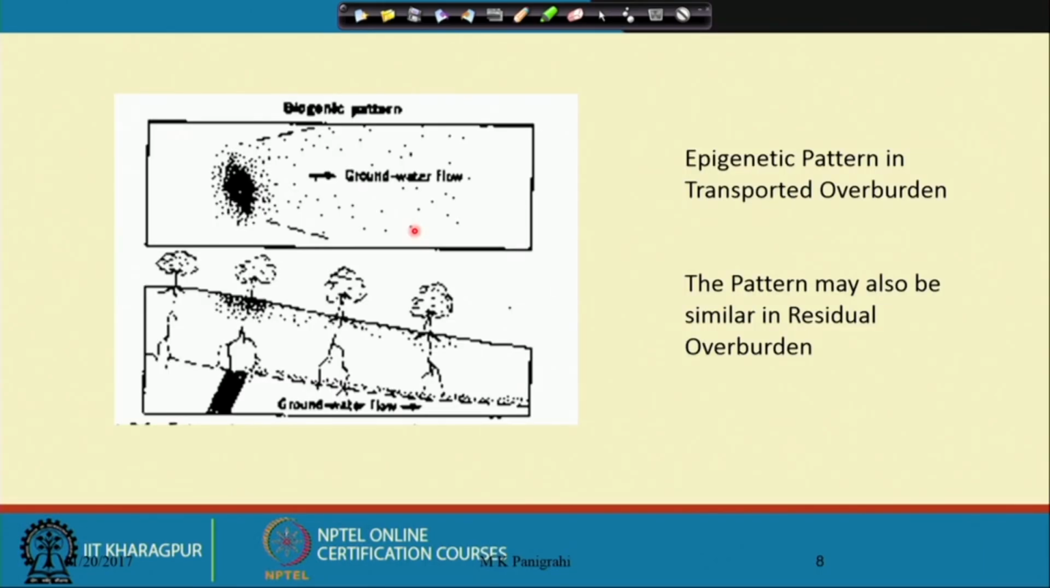This is an epigenetic pattern in transported overburden. Similarly, in the plan view over here, this is the soil on a slope, and the groundwater is flowing, and the actual anomaly will be distributed all over these areas, following the flow of the groundwater, and sometimes the pattern may also be similar in residual overburden. So, there are certain situations in which the identification of residual and transported may not be that sharp.